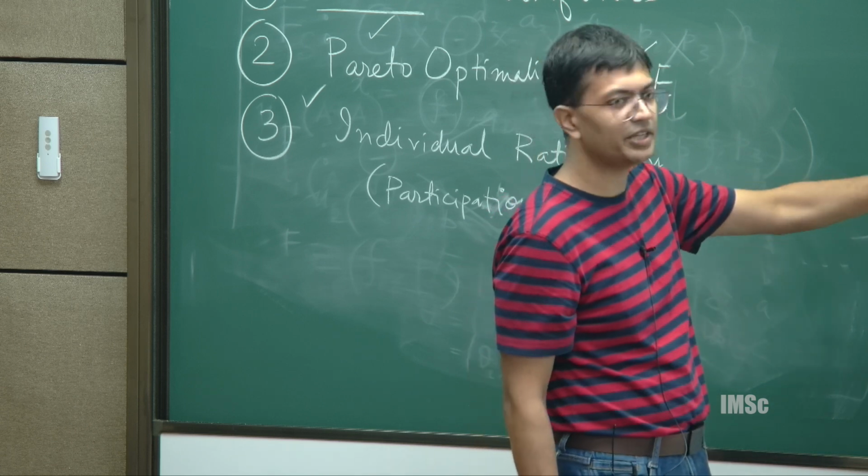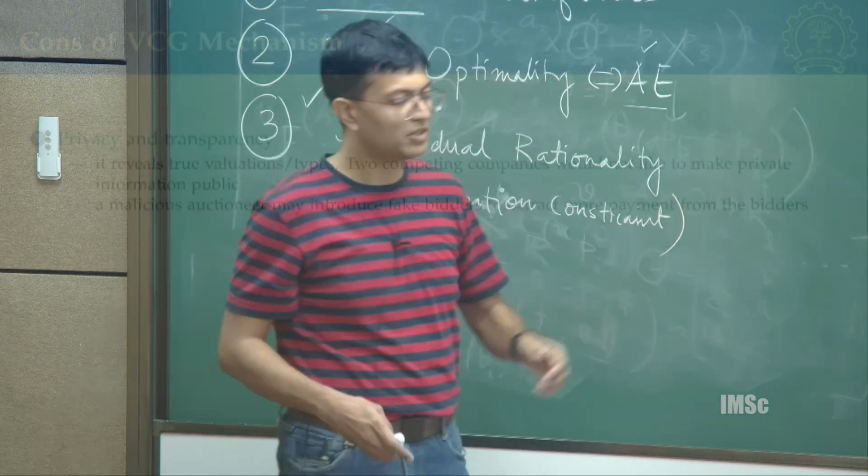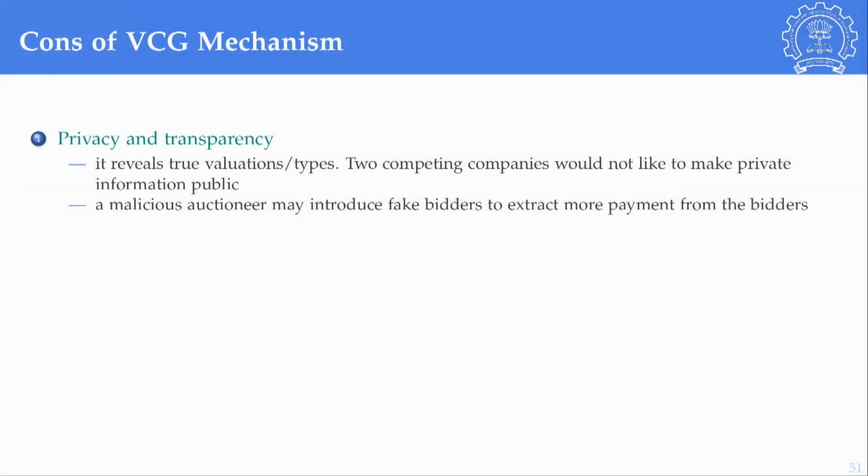So this is a limitation of mechanisms, not necessarily VCG, any mechanism which assumes that there exists a trusted entity which is a mechanism designer. All these results depend on there being a mechanism designer who is doing the right thing, who is running all this allocation, payment, everything.